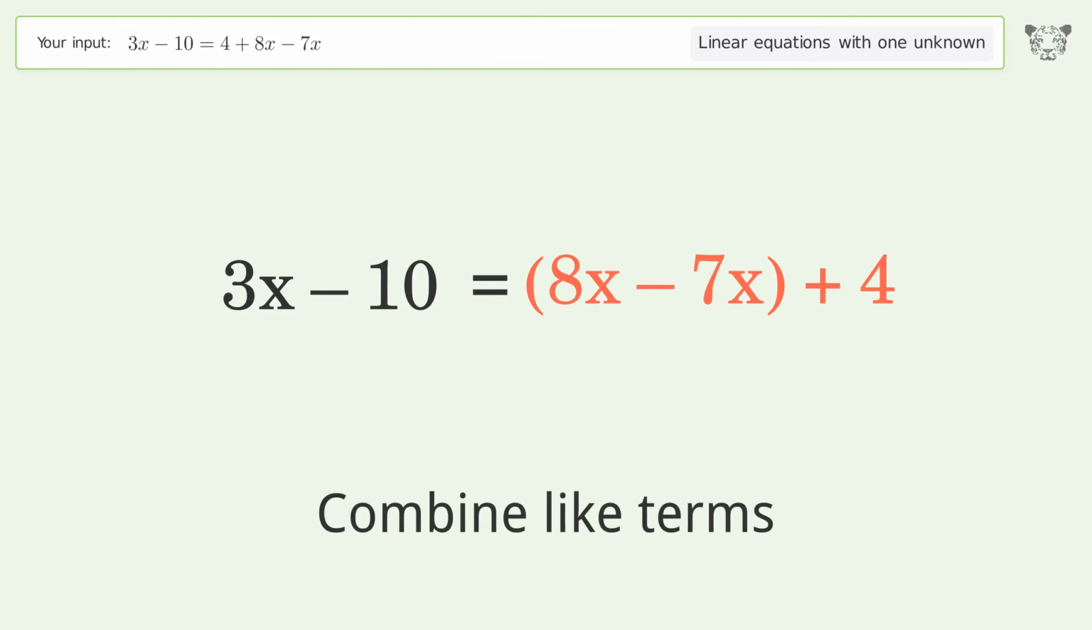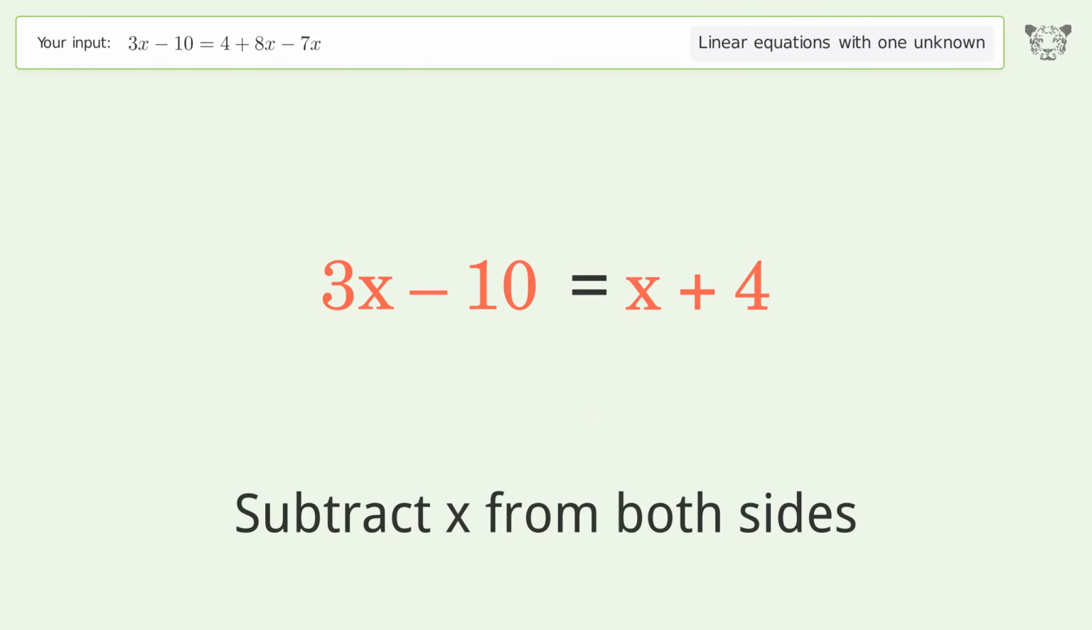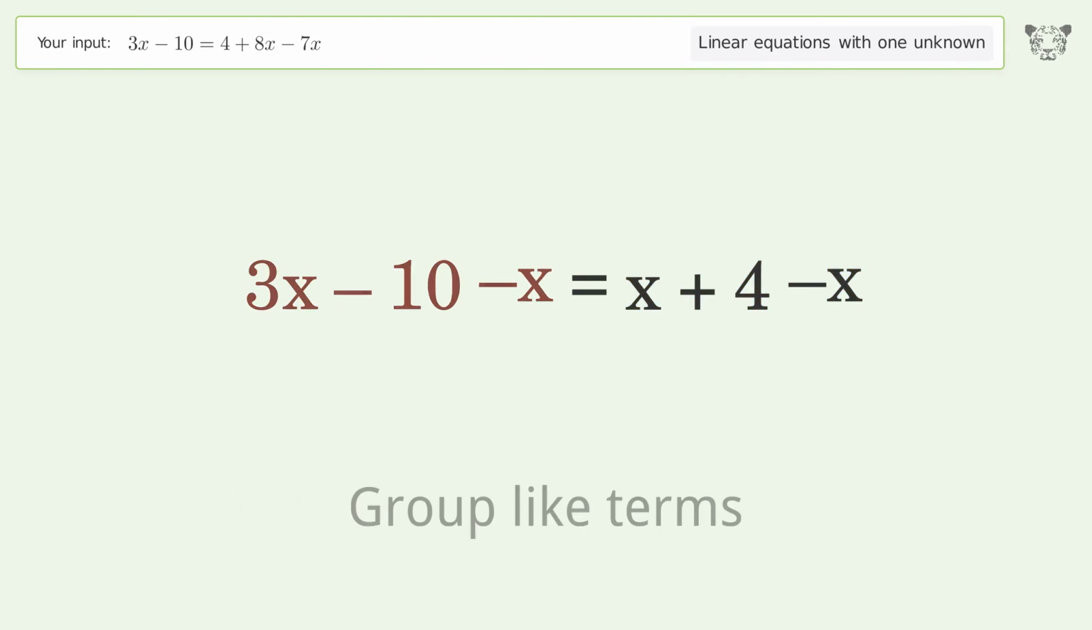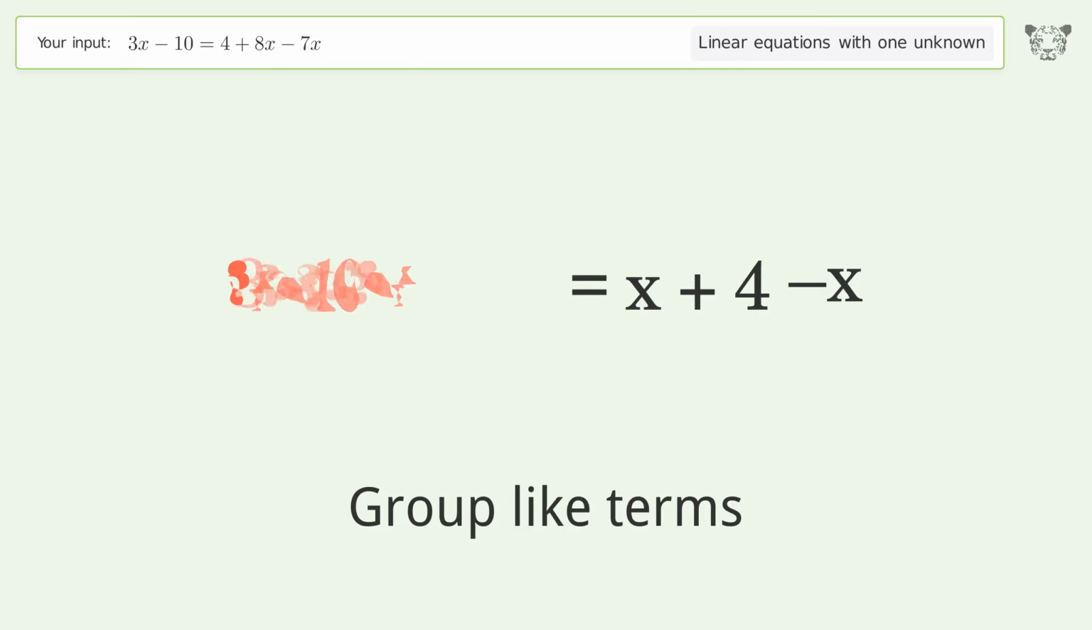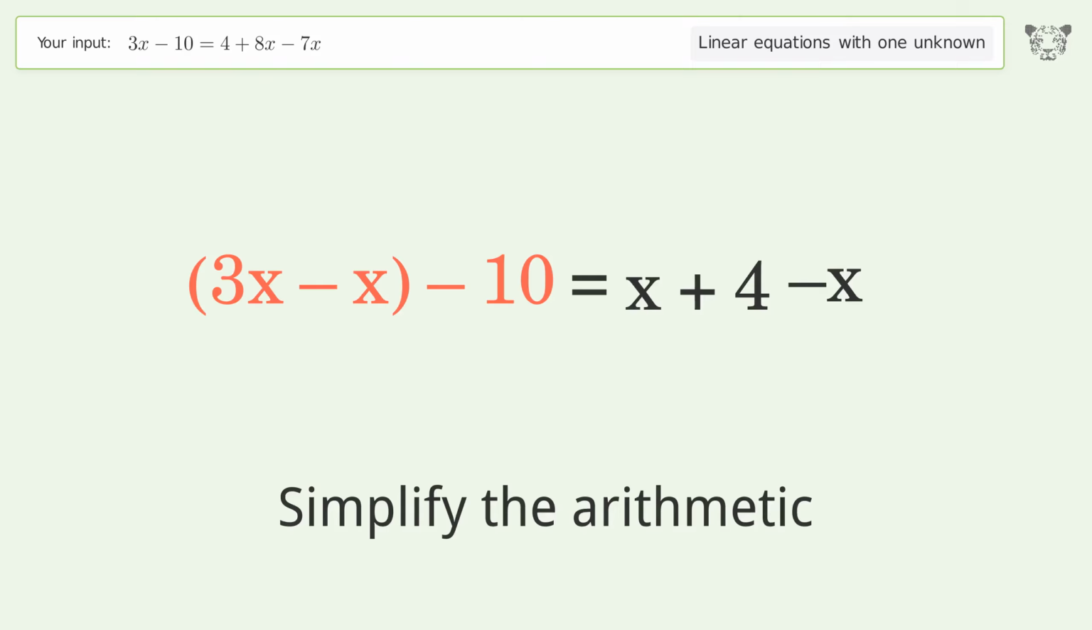Combine like terms. Group all x terms on the left side of the equation. Subtract x from both sides. Group like terms. Simplify the arithmetic.